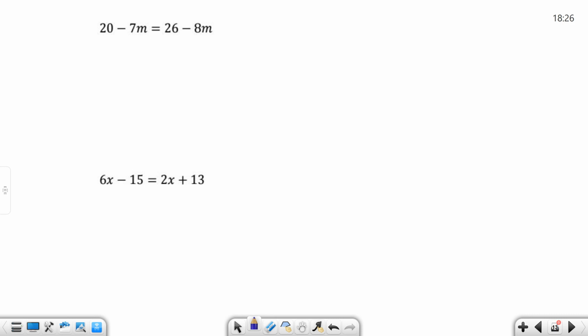So here, if I look at this, 20 minus 7m equals 26 minus 8m. Again, both sides are simplified. So what do you want to move? I can move any of them. You say, wait a minute, Mr. Guest, you just told me if they're one apart. -7 and -8 are one apart. So which one's smaller? -8, right? The negative number further to the left is -8.